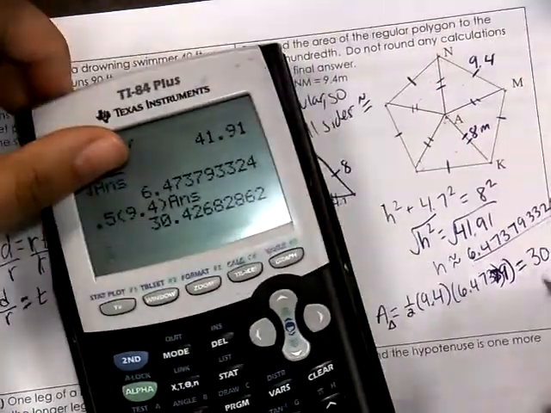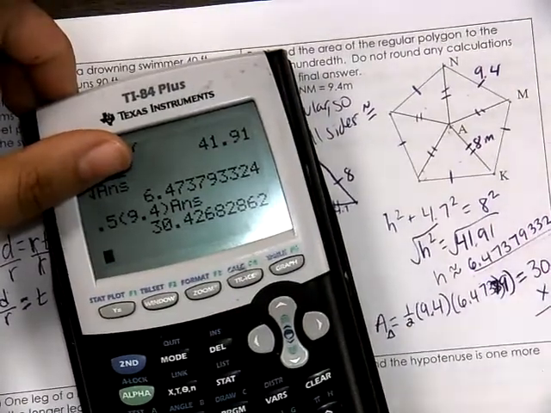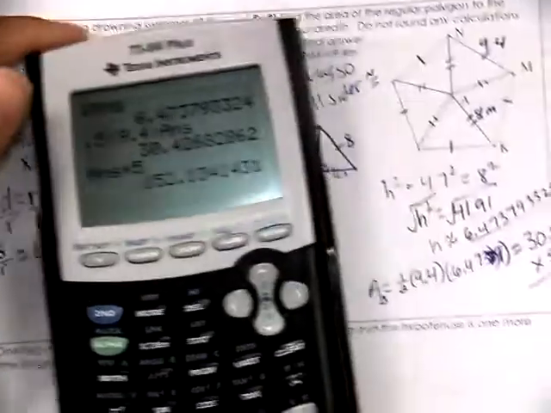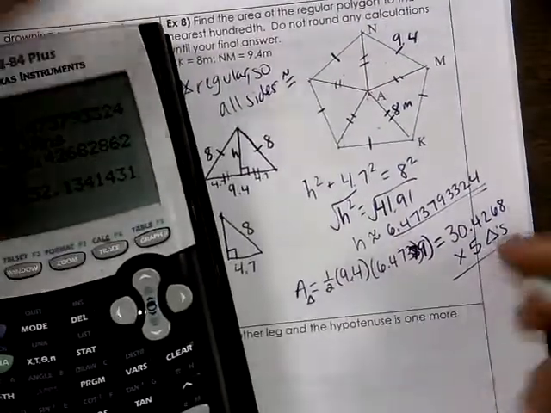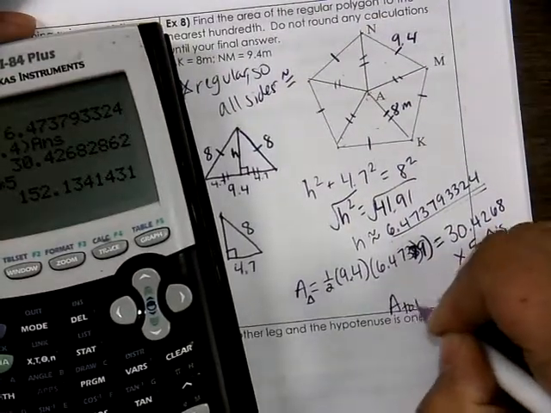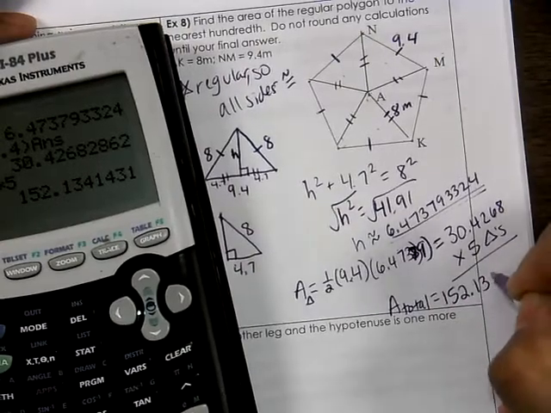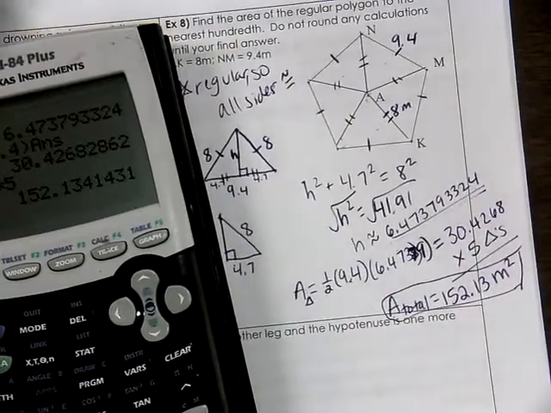And then you get this answer here, which again, you don't want to round here just yet. We'll go ahead and multiply that by 5 because there are 5 triangles. So just hit the times 5 button. Notice again, use the previous answer. And I can round only at the end now to the nearest hundredths. So my final total area is 152.13. And the units were meters, so it's meters squared. That is the final answer.